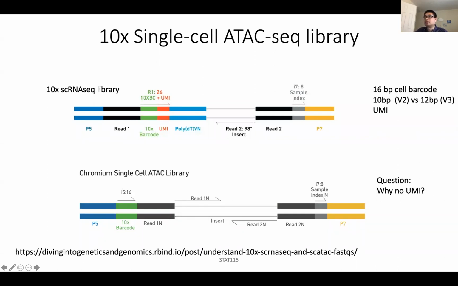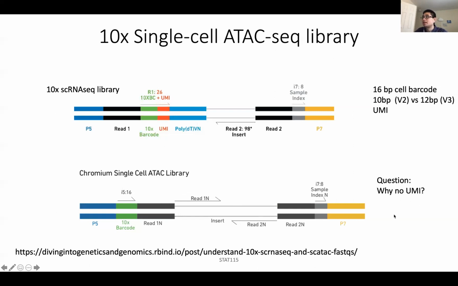If you compare to the single cell ATAC-seq library, the R1 read will contain the 16 base pair cell barcode plus some genomic information, and also the reverse strand, which is the R2 read, which also contains genomic information. So for single cell ATAC-seq, it's real paired-end, but for single cell RNA-seq, actually you only get single-end because the forward read doesn't contain any genomic information.